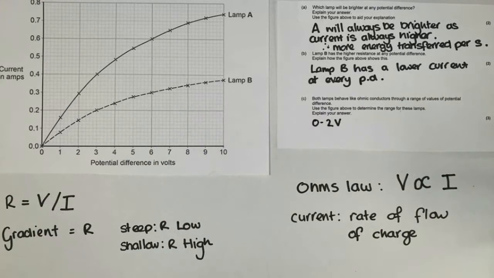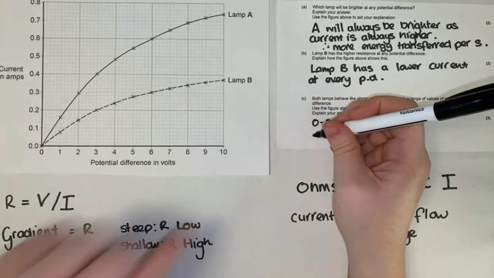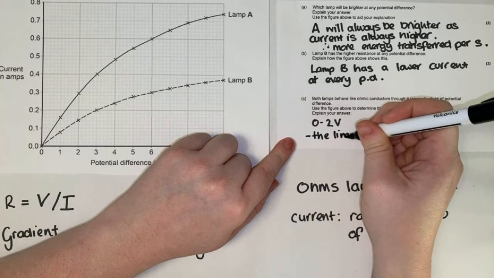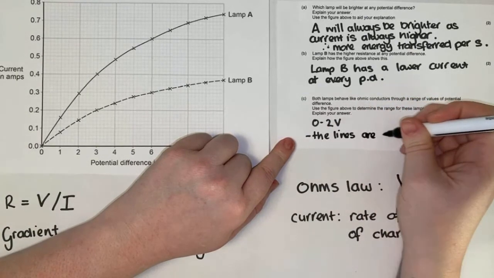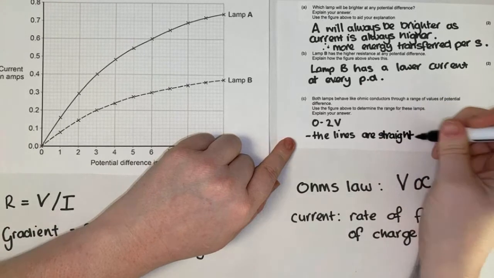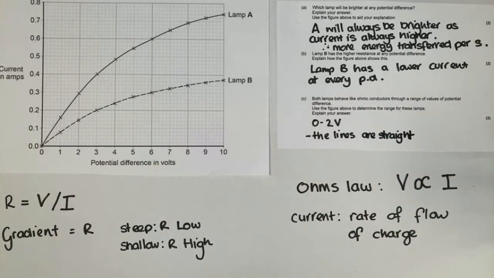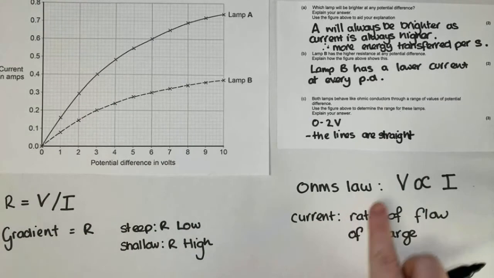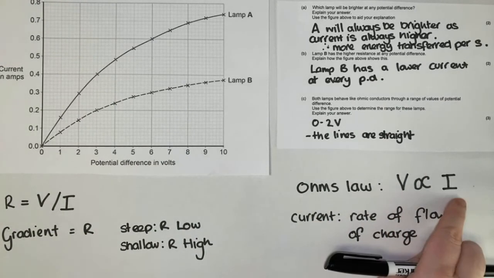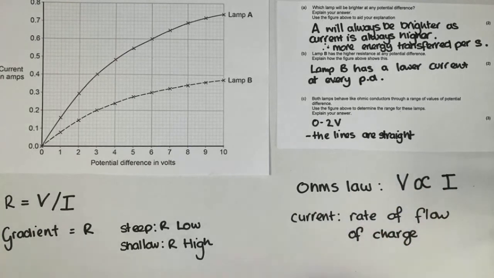We could talk about the fact that the lines are straight at this point. Or rather than talking about the lines being straight, you could say that at this point, voltage is directly proportional to current, or current is directly proportional to voltage. Both of those would get you the second mark.